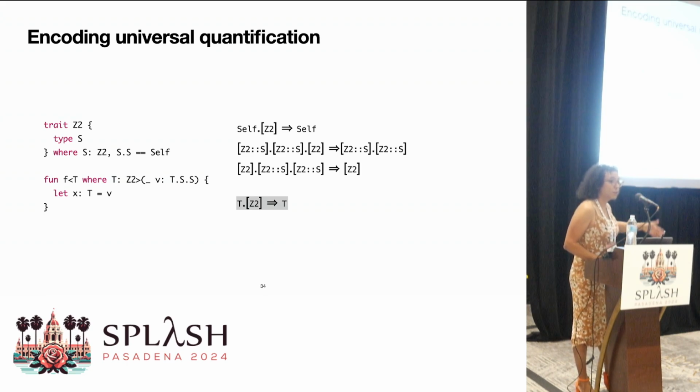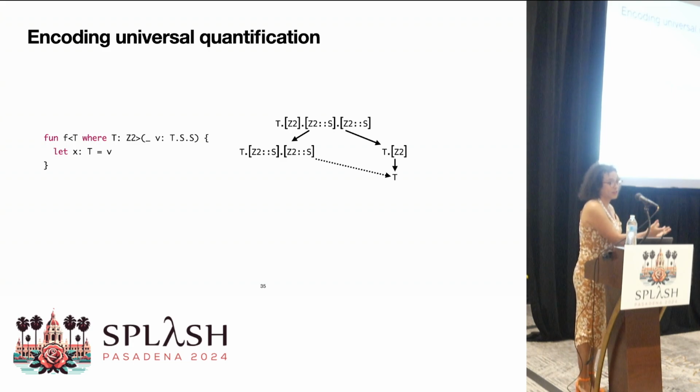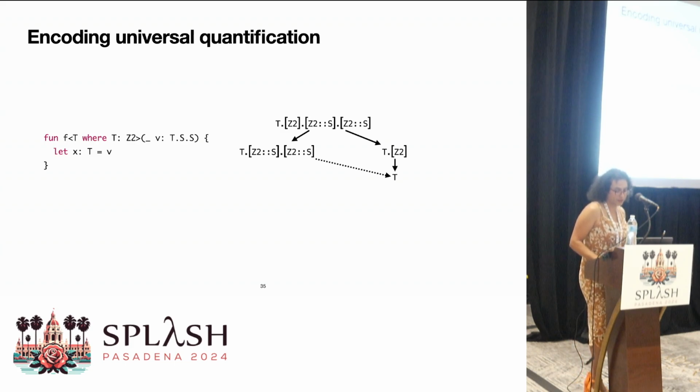And now, because this rule overlaps with other rules by the completion procedure, we will just add a new rule in the system. So we will essentially instantiate the universal quantification for this specific type T here.